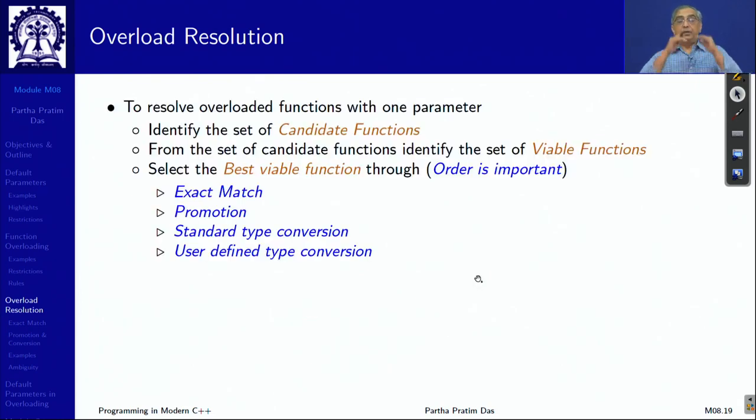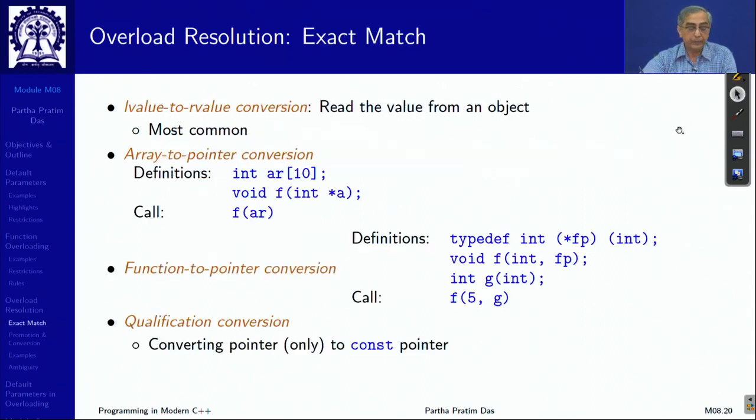Now, overload resolution goes through certain phases. First you identify a set of candidate functions, then you identify the set of viable functions from the candidate functions, and finally, you choose the best viable function according to a set of steps. What is best: by exact match, if not by promotion, if not by standard type conversion, if not by user defined type conversion. Let us go through that.